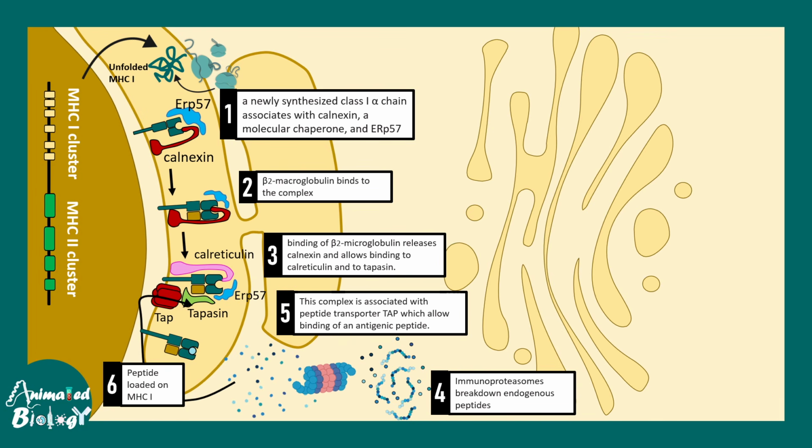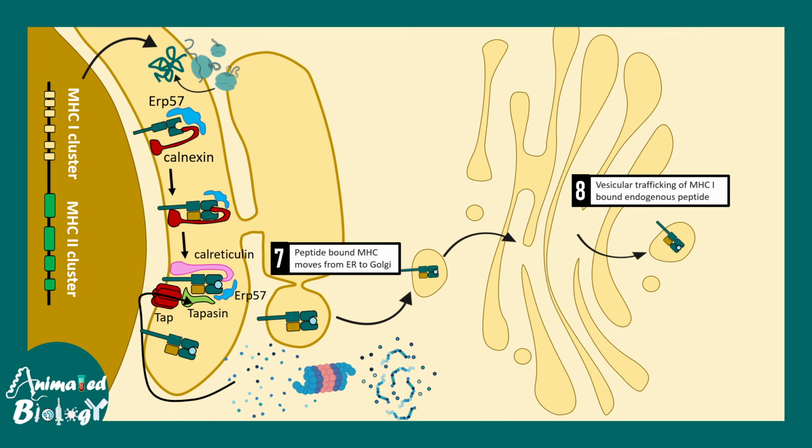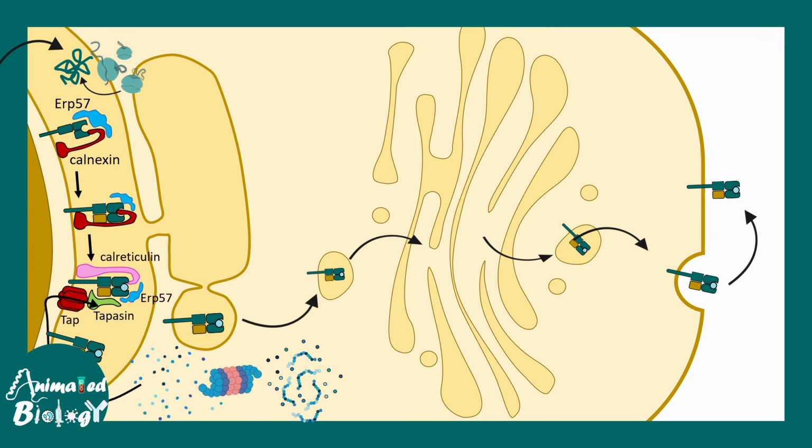What happens when it is loaded with the self peptide? Eventually it would leave the ER with the anterograde transport mechanism and it would reach the Golgi. From the Golgi it would travel through the trans-Golgi network and eventually follow that anterograde vesicular transport pathway to be displayed onto the cell surface. This is how class 1 MHC molecule is displayed on the surface of any nucleated cell.